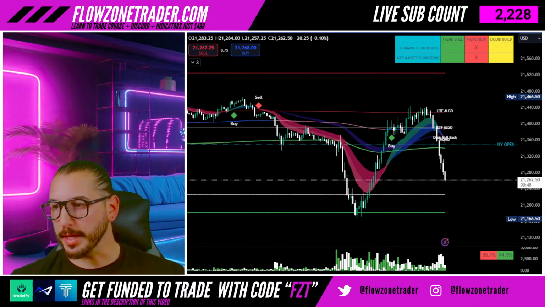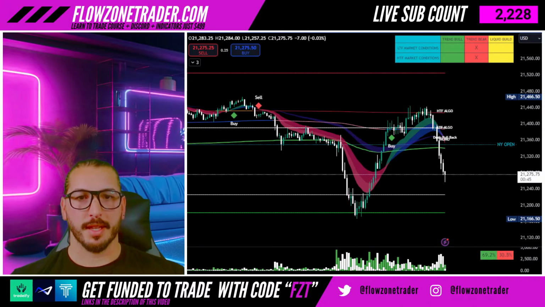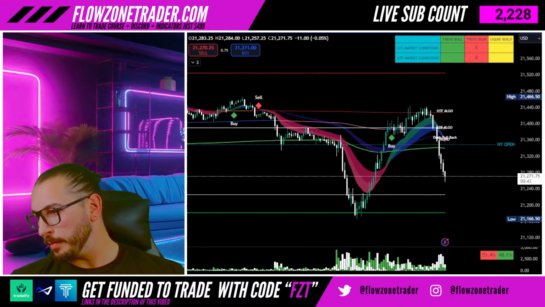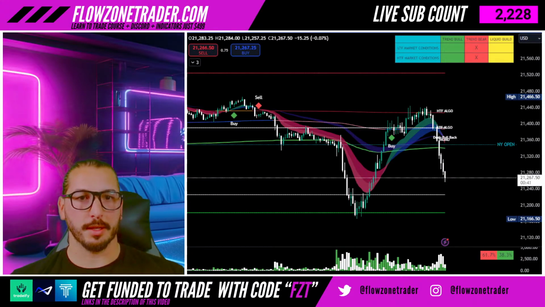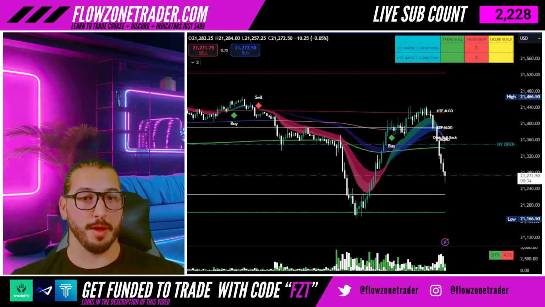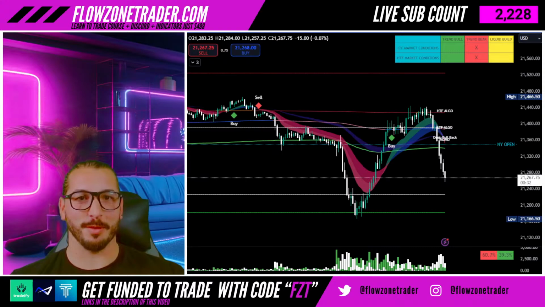Look how quickly it's given this move back. 7 minutes left until we set the initial balance. Are we going to go from IB high to IB low in the next 7 minutes? It's very, very possible looking at it.